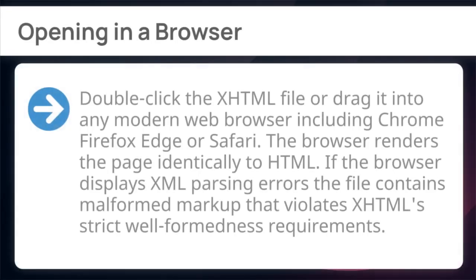First, opening in a browser. Double-click the XHTML file or drag it into any modern web browser, including Chrome, Firefox, Edge, or Safari. The browser renders the page identically to HTML. If the browser displays XML parsing errors, the file contains malformed markup that violates XHTML's strict well-formedness requirements.